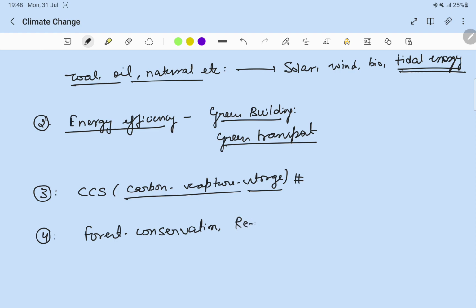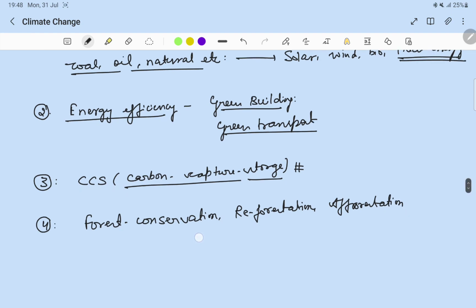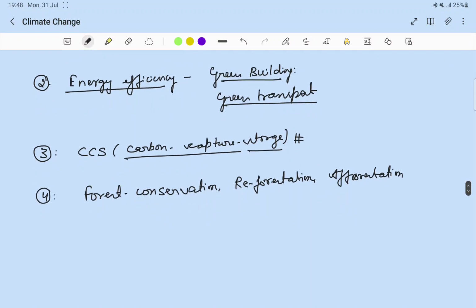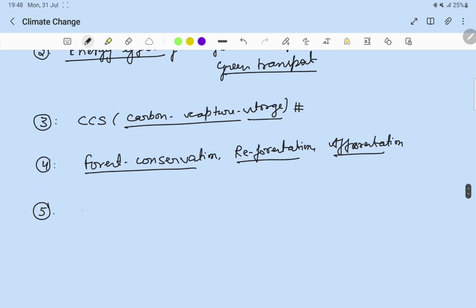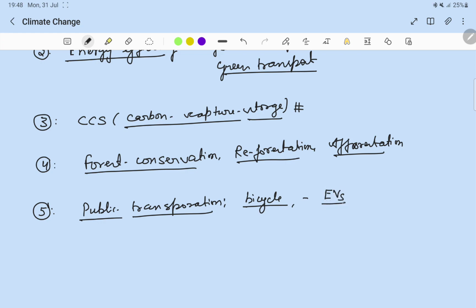Afforestation, reforestation, forest conservation. These are some of the things which we need to follow so that our overall carbon capturing through plantation also takes place. And we can promote public transportation, and we need to promote better spaces for bicycles. So behavior change is also important: bicycles, or we can also go for electric vehicles, EVs.